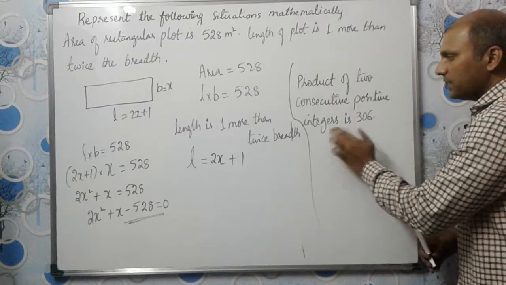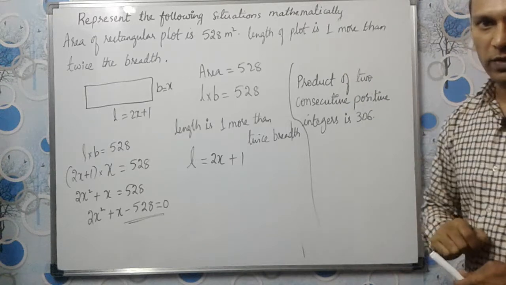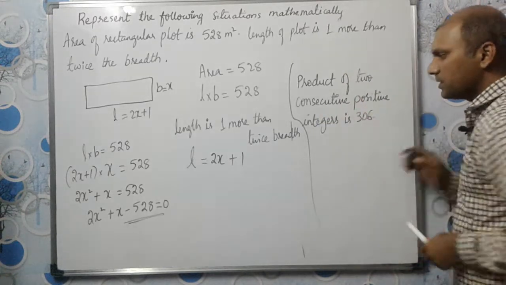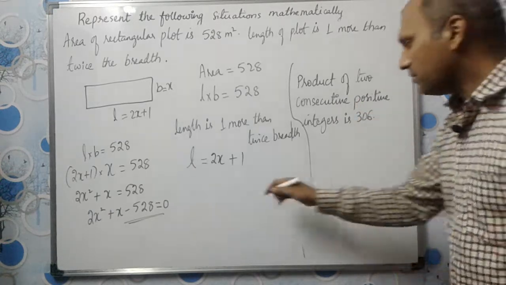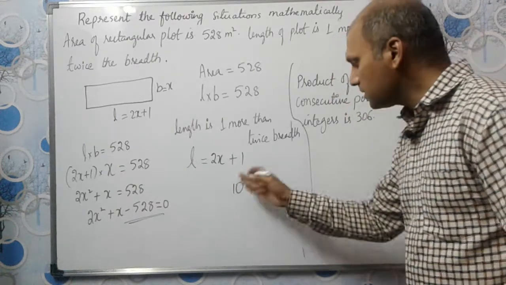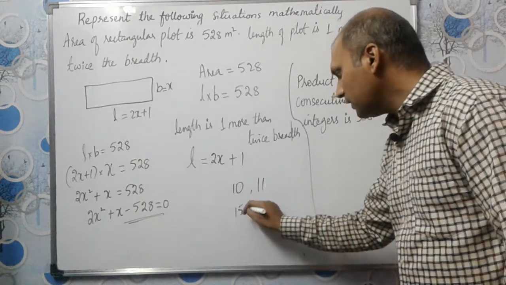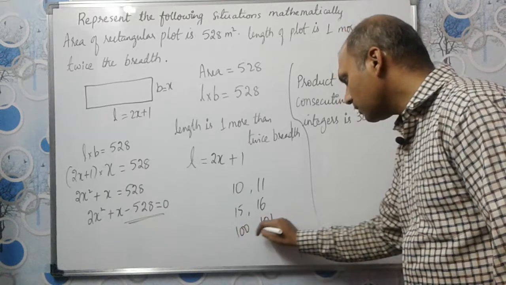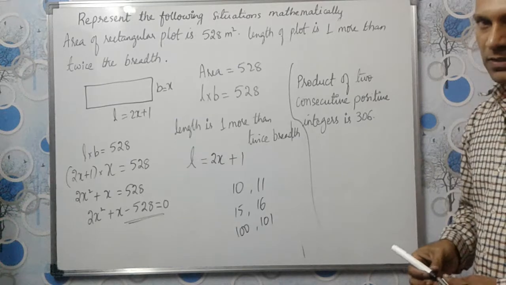Now product of two consecutive positive integers is 306. We need to represent this in quadratic equation form. Now what are consecutive positive integers? See, consecutive means one after the other. Like for example, 10 and 11 are consecutive numbers because they are one after the other, right? 10 and the next number is 11. 15, the next number will be 16. 100, the next number will be 101. So these numbers are consecutive integers.